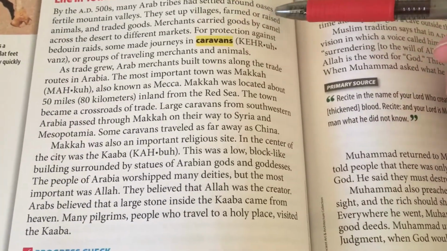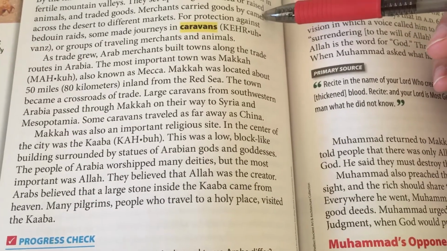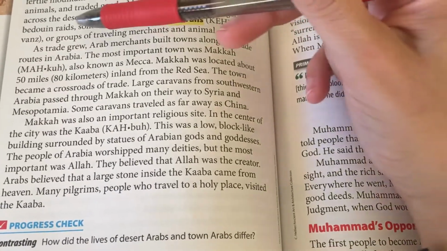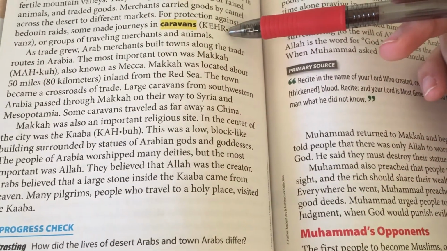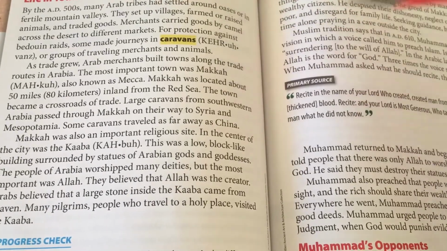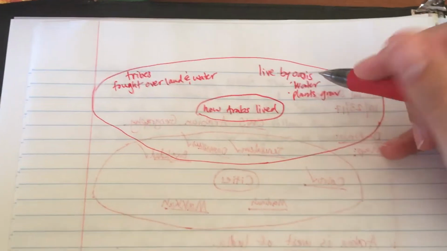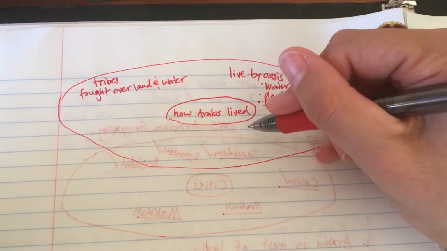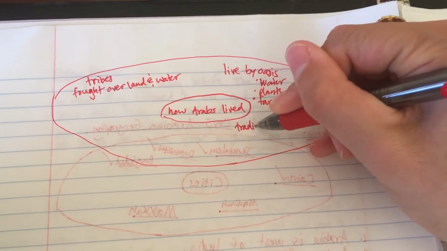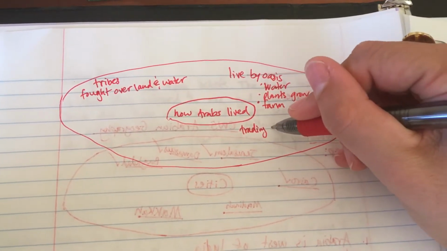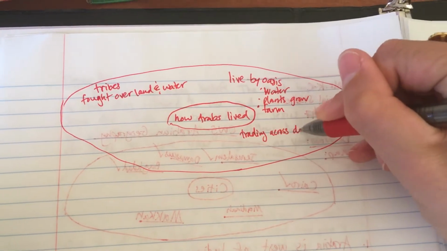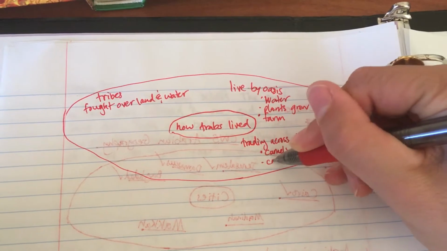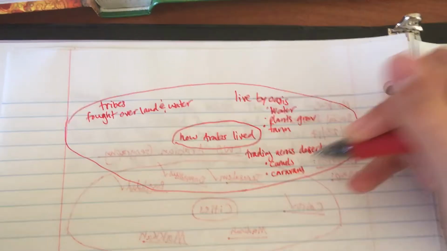They set up villages, farmed or raised animals, and traded goods. Merchants carried goods by camel across the desert to different markets. For protection against Bedouin raids, some made journeys in caravans or groups of traveling merchants and animals. Okay, so some people are living by the oasis to farm, and others are trading across the desert, and they're using camels or caravans.